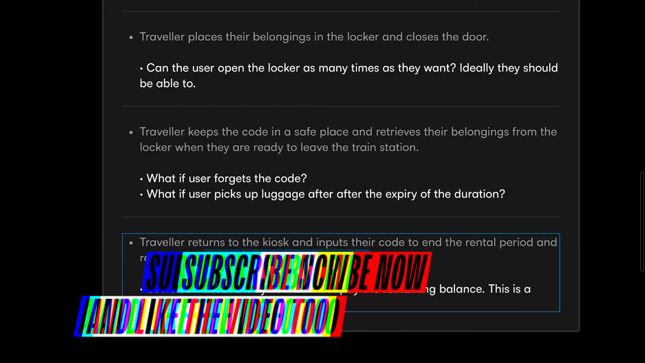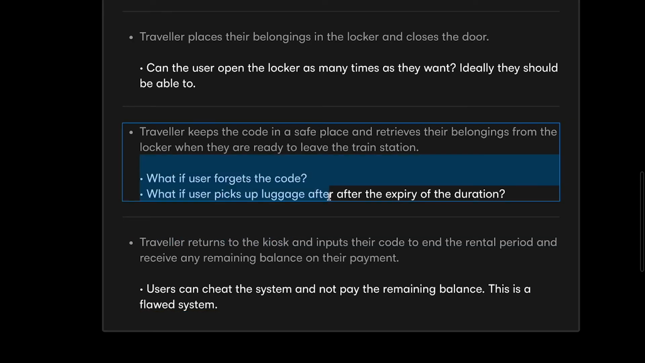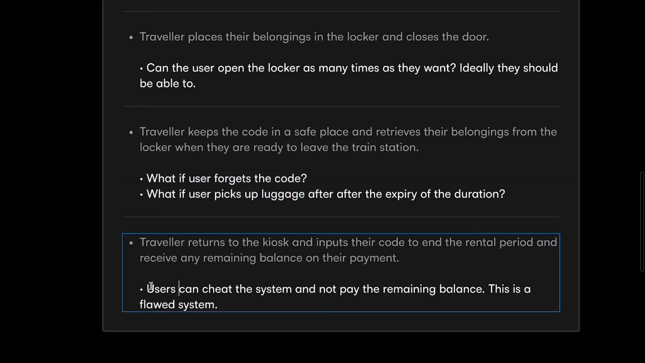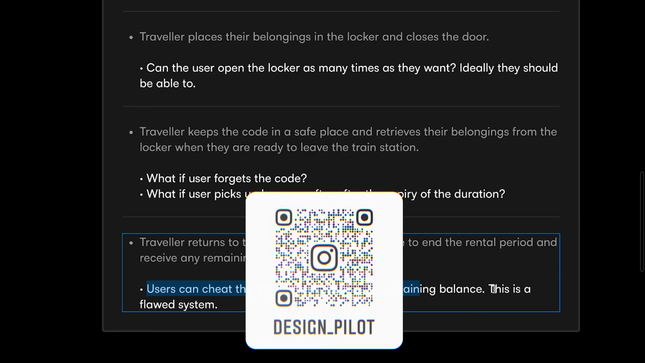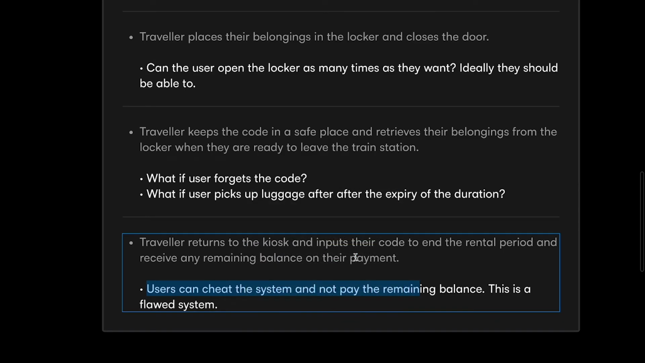Now, this is going to create a lot of chaos, because the traveler returning to the kiosk is such a stupid solution. It doesn't make any sense. They should just be able to pick up their luggage and go away, right? That's how easy it should be. Users can cheat the system and may not need to pay the remaining balance, and this ends up becoming a flawed system. So how can we prevent a system like this?